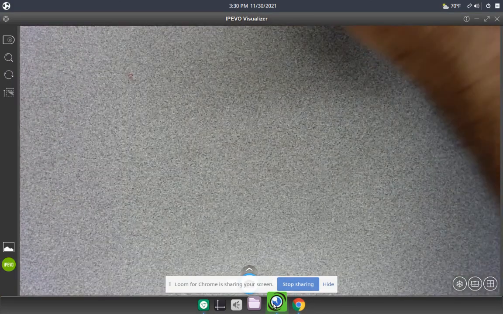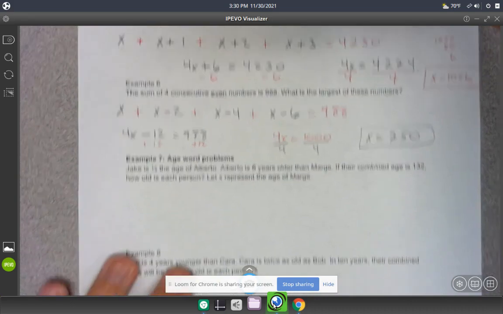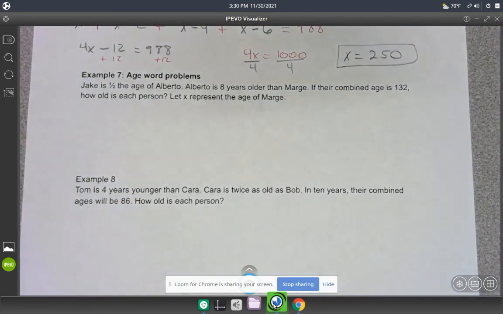All right, on to the age problems. These are pretty common as well. All right, Jack is half the age of Alberto. Alberto is 8 years older than Marge. Their combined age is 132. How old is each person?